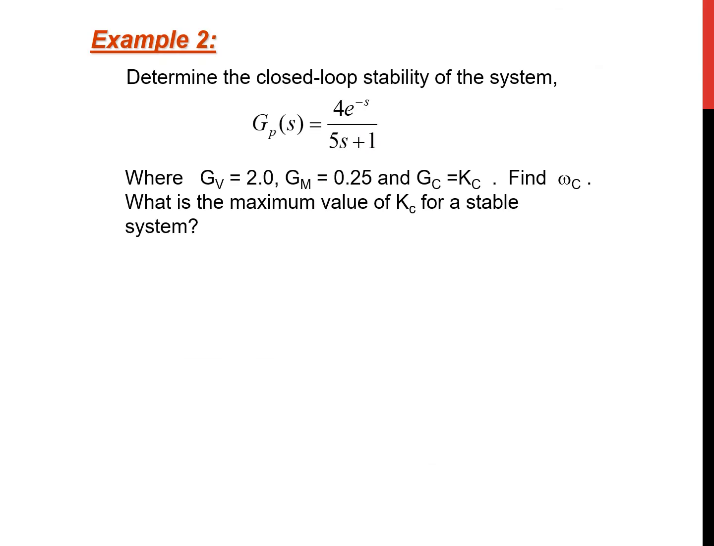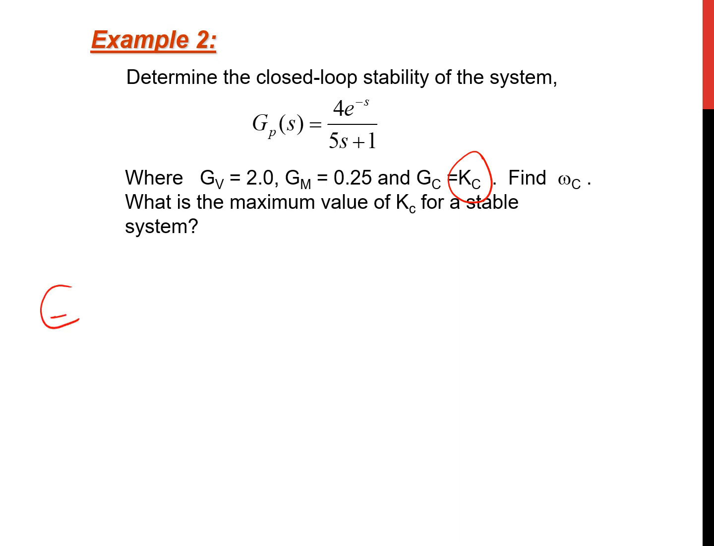Okay, let's take a look at another example. Now we have the GP equal to 4 exponent negative S over 5S plus 1, where the GV equal to 2, GM equal to 0.25, and GC equal to KC, proportional controller. Find WC. What is the maximum value of KC for a stable system? So in this case, the KC value is not given. We need to find it. But the GP, GV, GC, GM is available.